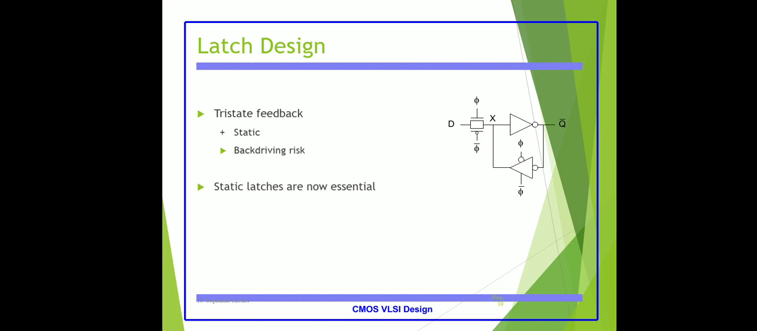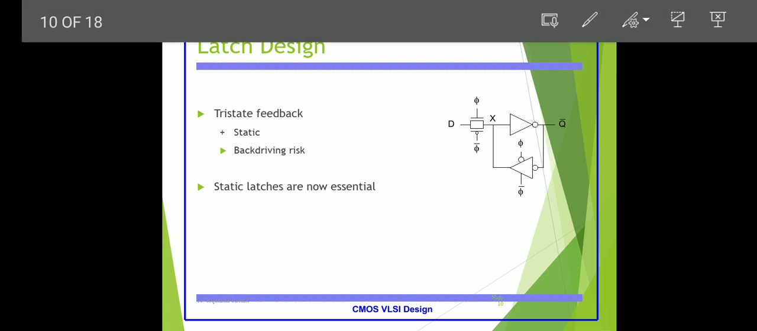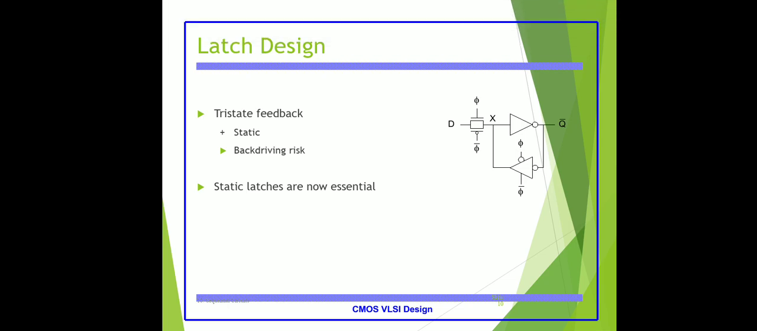So tri-state feedback has a static and back driving risk. These static latches are now essential, and this is also known as the preset or clear states, which can be used in two cross coupled NOR gates or two cross coupled NAND gates. So under this normal condition, both the inputs remain 0. So it is very essential. You can see from this diagram.